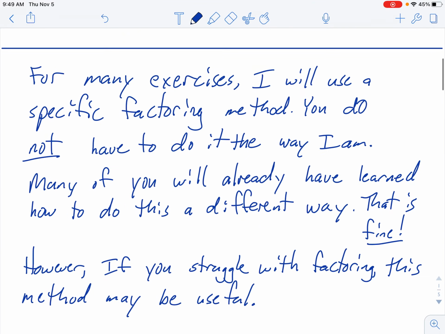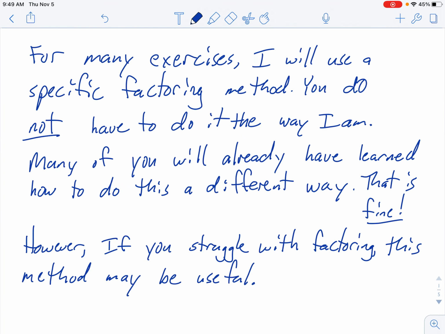Now, for many exercises, I'm going to use a very specific method. You do not have to do the same method that I do. You don't have to do your work the same way that I do my work. You're all coming from all these different schools. You learned this probably a couple of years ago with different teachers, so people are going to have their own methods. If you know how to do what I'm reviewing today and you're doing it your own way, that is totally okay. I'm not going to insist that you must do your work the same way I do my work, so don't feel pressured to do that.